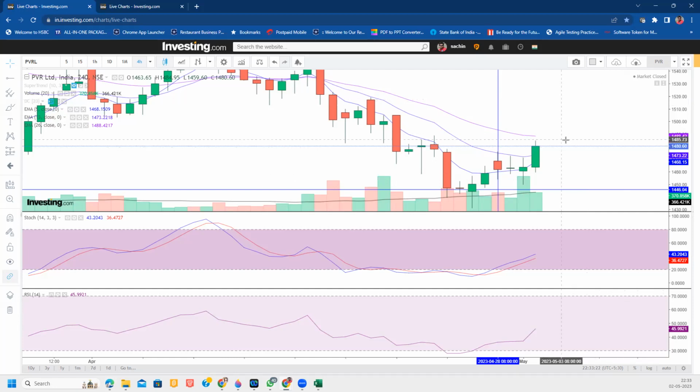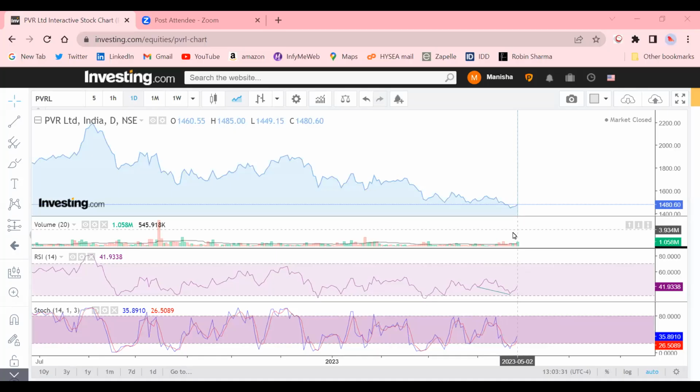So see, I've shared the screen. Can you see it? Screen... Okay, let me stop sharing. It says my screen share is ready. Yes, now you can see, correct? Yeah, I can see.